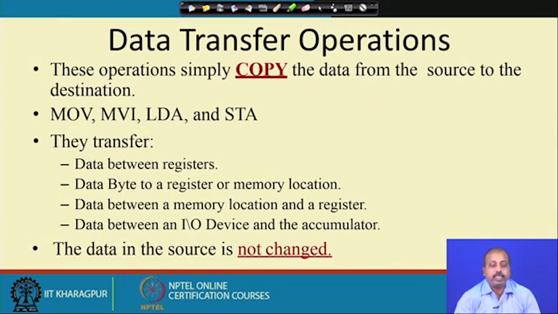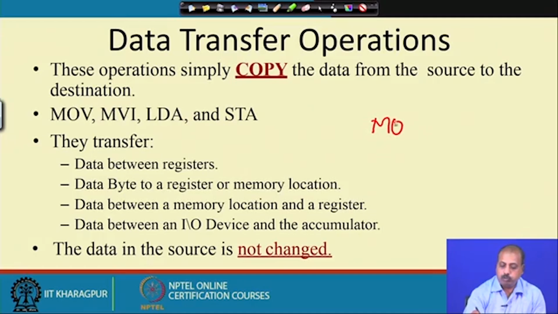They transfer between registers, like this move instruction. You can have an instruction like move B comma C. What it means is the content of the C register will be moved to the B register. Or you can have MVI, the move immediate, B comma 1 byte can be specified, say 56.